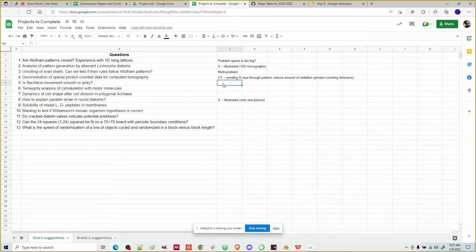Number 5 fits more into what people have been doing. I think we talked about this a lot, about the movement of Bacillaria. Thomas Harbich, from his visual but not quantitative measure, looking at Bacillaria, thinks it's smooth. The pennate diatoms we looked at were jerky. So the question is, is there something very different about Bacillaria?